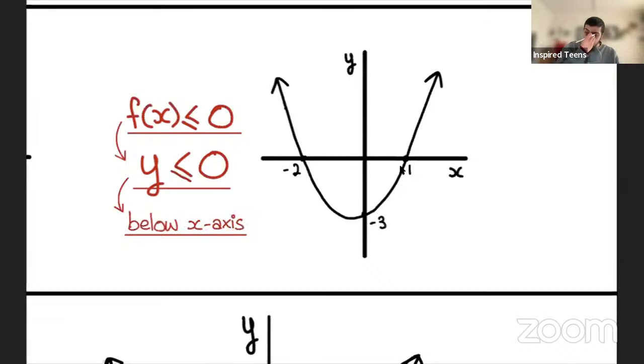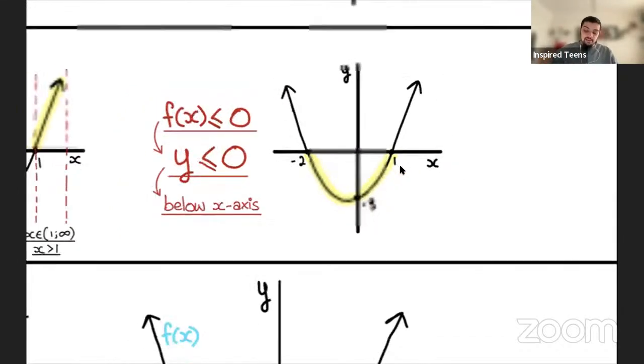So now we do the easy part because we understand what they're talking about. When they said f of x is less than or equal to 0, they just meant to identify the parts of the graph that are below the x-axis. So you highlight the parts of the graph that they're talking about. Again, that's the easy part. Now to the part where you have to express it in terms of x values.